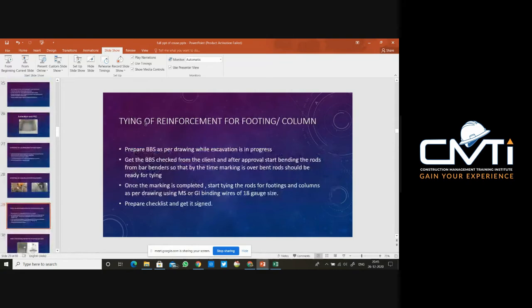Moving to the next slide, tying of reinforcement for footings. Here in this step we need the bar benders. The BBS which we have prepared is to be checked by the clients and approved.